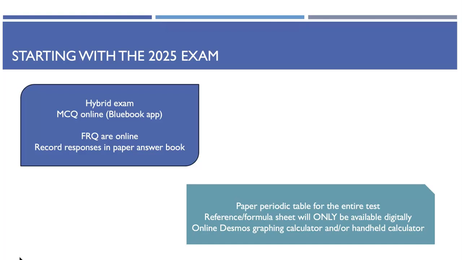It's also worth mentioning that you will have a paper periodic table for the entire exam, but the reference sheet that we all love and use so much will only be available digitally. You'll have that throughout the entire exam, but you'll have to pull it down in the Blue Book app. It is tabbed. And you'll have access to the online Desmos graphing calculator throughout the entire exam. It's embedded into Blue Book. You'll also have the option of using a handheld calculator. I also want to mention you will have scratch paper to use during the multiple choice questions.